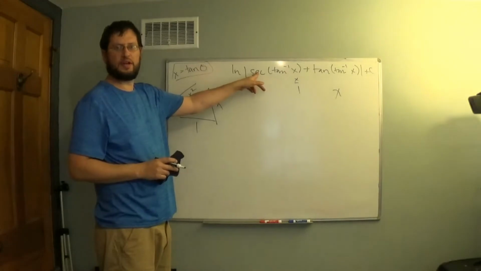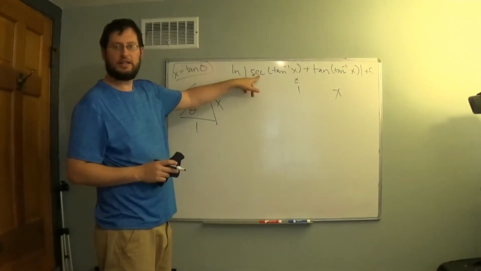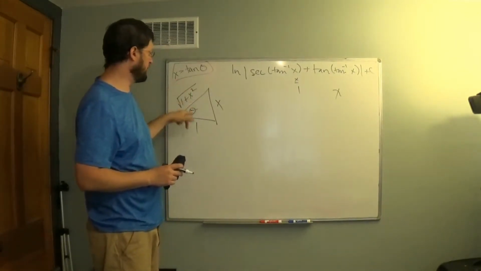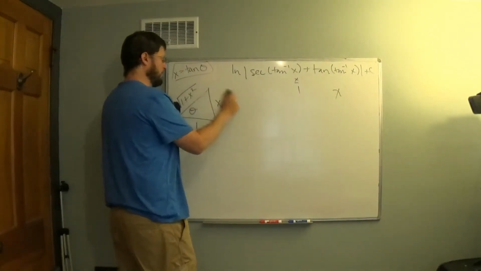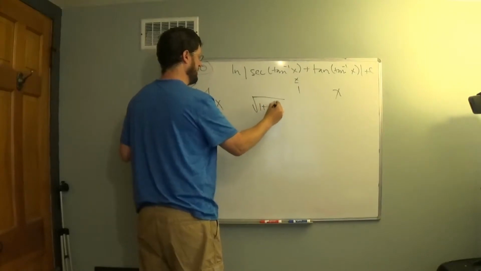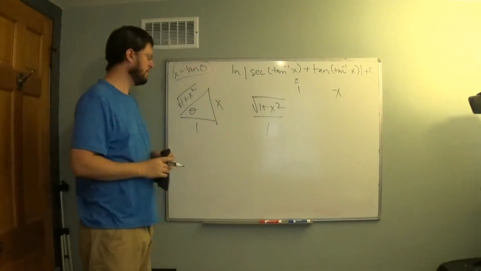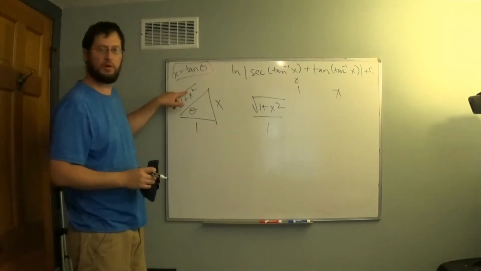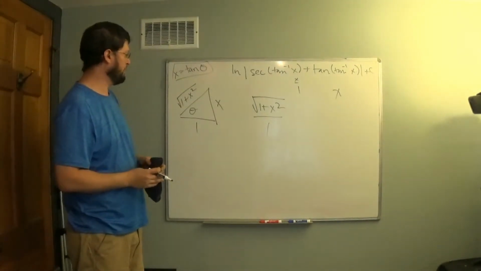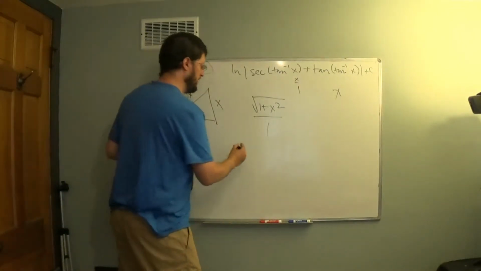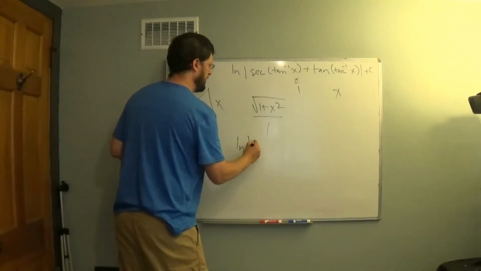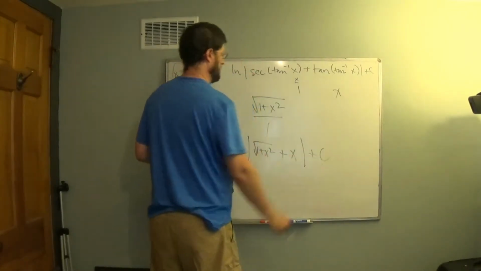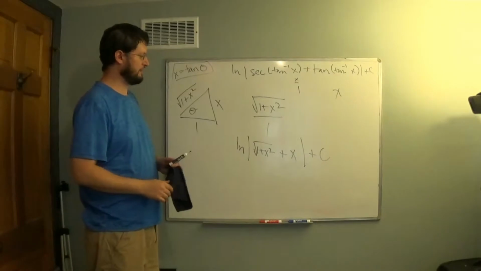Secant is 1 over cosine. So cosine is adjacent over hypotenuse, so we're looking at hypotenuse over adjacent. So this will be root 1 plus x squared over 1. So it's the opposite of cosine. Cosine is 1 over this. We want the reciprocal of that, and we get root 1 plus x squared over 1. So this is ln absolute value root 1 plus x squared plus x plus c. And that's the answer.